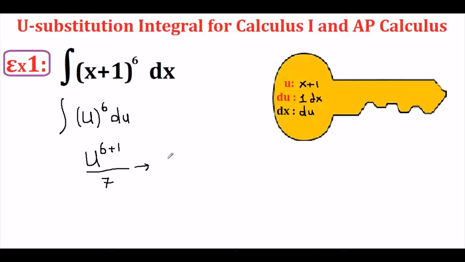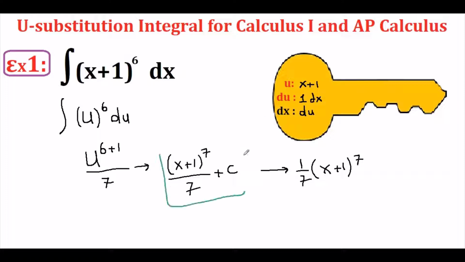Now if we clean up a little bit more and bring u back, u was x plus 1, raised to the power 7 and divided by 7. Don't forget to attach plus c because this is an indefinite integral. And if you would like to pull this 7 to the front, it is fine, which is 1 over 7 (x plus 1) raised to the 7th power. Either form is a correct answer.